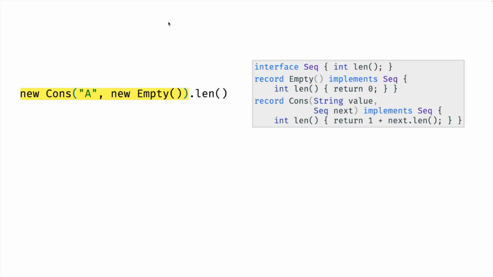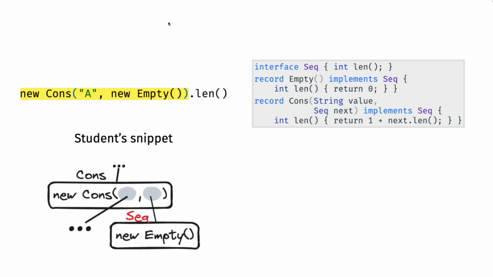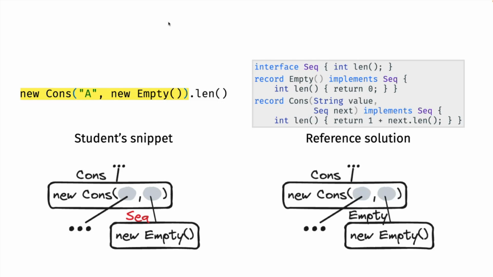Finally, we have this one. So we have to look at the code snippet there. We have an interface and then two record classes, Empty and Const. So this is a simple linked list implementation of strings. So here you have Const A, new Empty. And then this is what the students did. They annotated the node Empty with type Seq, which would be the type that you see in the constructor of Const, instead of writing Empty, which is the actual correct type, for this node.